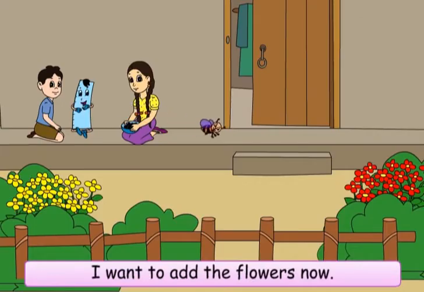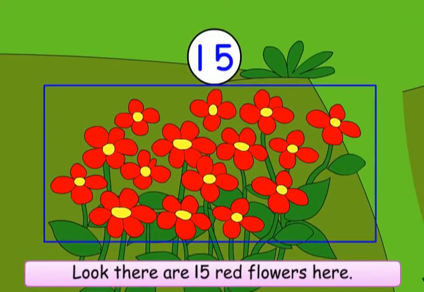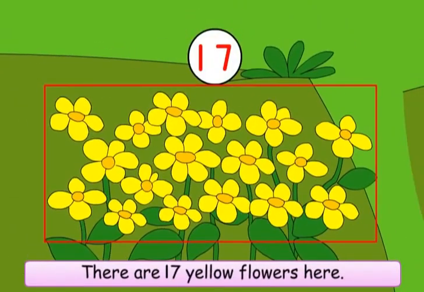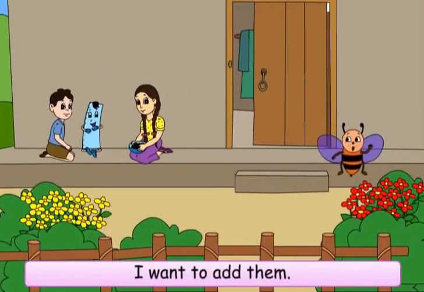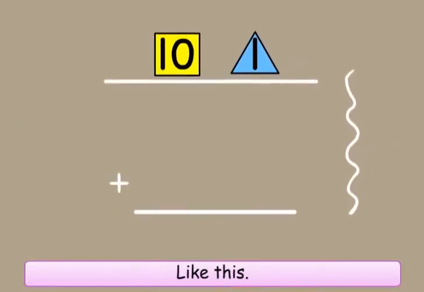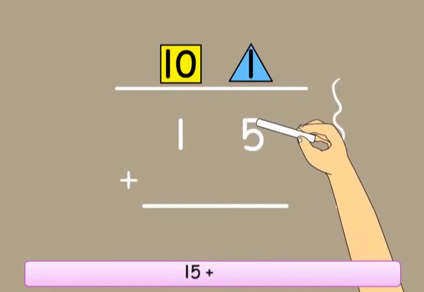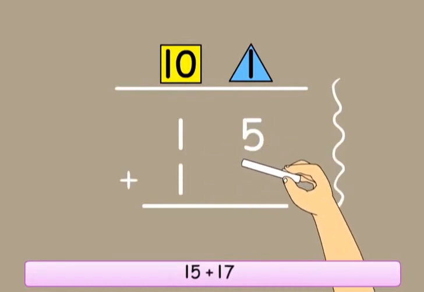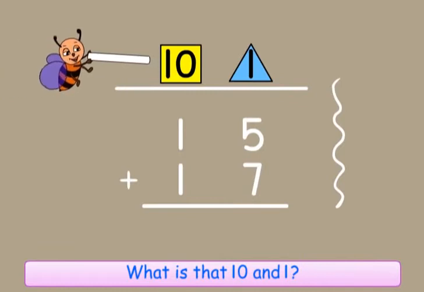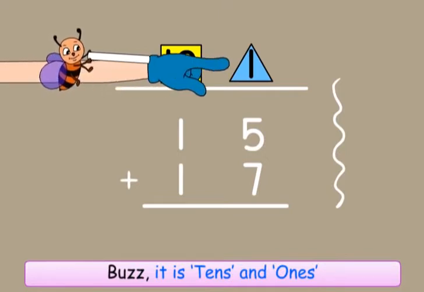I want to add the flowers now. Look, there are 15 red flowers here. There are 17 yellow flowers here. I want to add them. Come here. Let's write it now, like this. 15 plus 17. What is that? 10 and 1. Buzz, it is tens and ones.